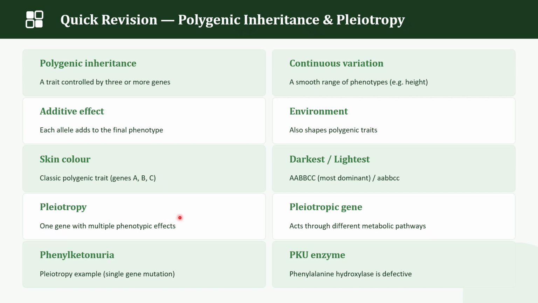And pleiotropy: one gene controls multiple phenotypic characters. It occurs because one gene influences different metabolic pathways. Phenylketonuria is the classical example of pleiotropy, and mutation in the phenylalanine hydroxylase gene leads to multiple symptoms.